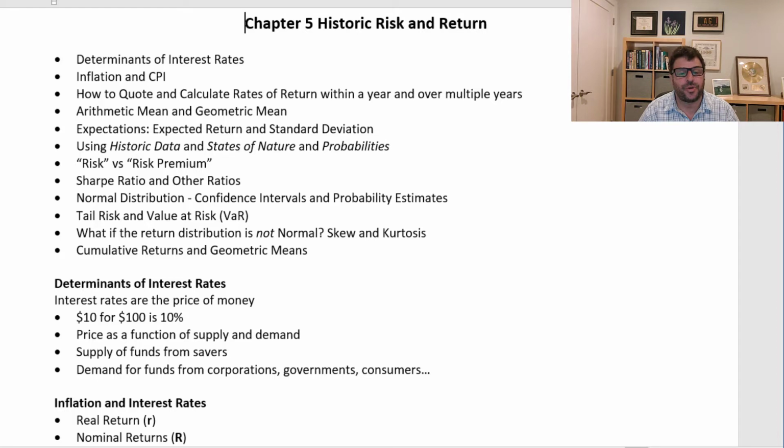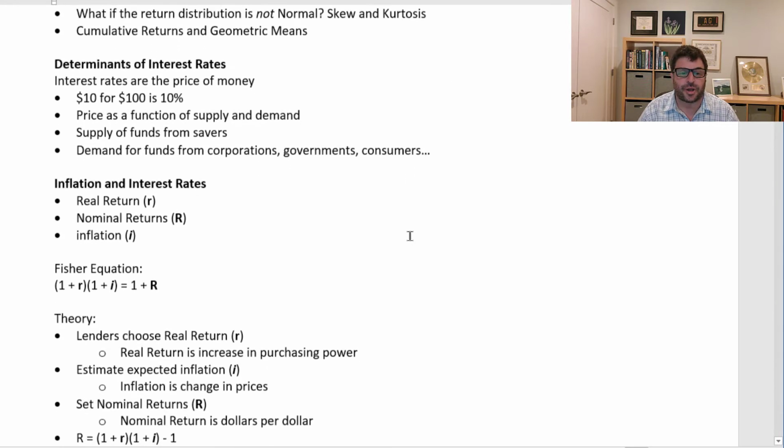And then we'll talk about cumulative returns and geometric mean. So the returns over periods of time and how the geometric mean relates to that. Okay, so that's an outline, lots of stuff to do. Let's start talking about interest rates.